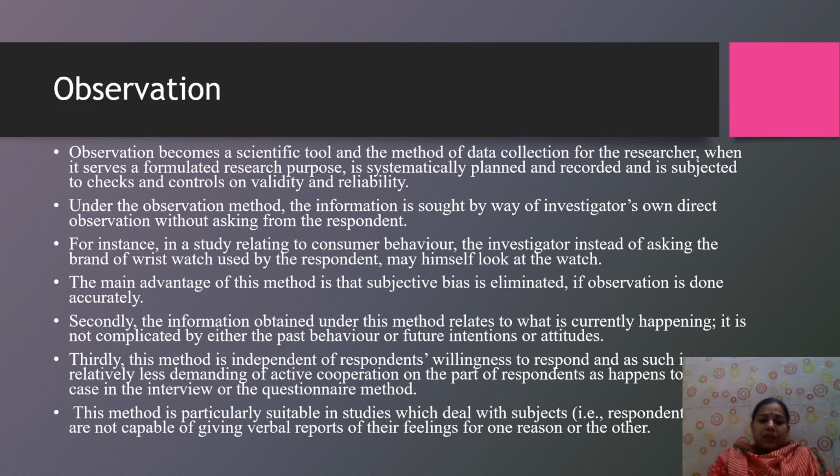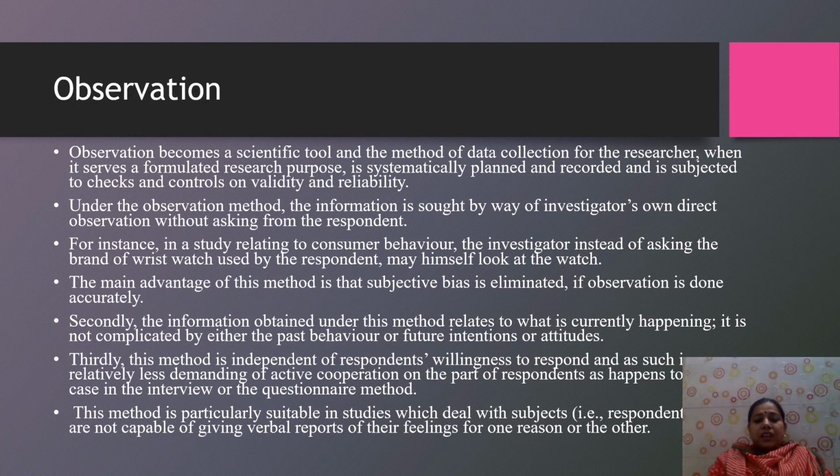Under the observation method, the information is sought by way of the investigator's own direct observation without asking from the respondent. For instance, in a study related to consumer behavior, the investigator, instead of asking the brand of wristwatch used by the respondent, may himself look at the watch. So, by observation, he comes to know the brand. The main advantage of this method is that subjective bias is eliminated if observation is done accurately.